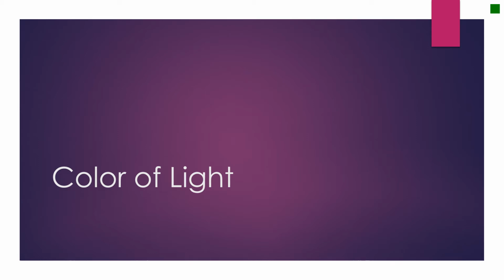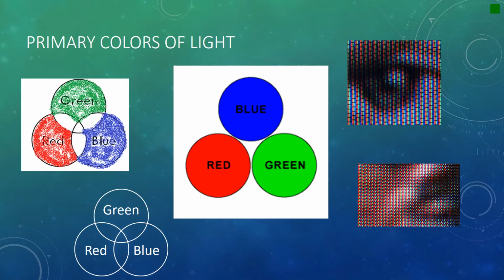Today we're going to be focusing on the color of light. There are three colors of light called primary colors, and those primary colors are red, blue, and green. I want you to understand that this is not pigments. This is not like when you're mixing crayons. This is with light, and light behaves differently than pigments do, okay?